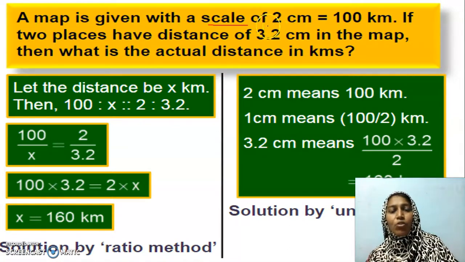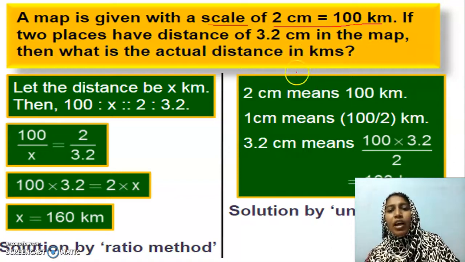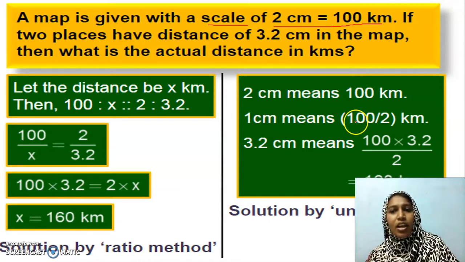In a map also we use the scale. 2 centimeter is equal to 100 kilometer. If two places have a distance of 3.2 centimeter in the map, then what is the actual distance in kilometers? Simple logic: for 2 centimeter it is 100 kilometer, so for 1 centimeter it is 100 by 2, isn't it? We will divide it and then find it for 3.2 centimeter. We will multiply it by 3.2. This method is called the unitary method.